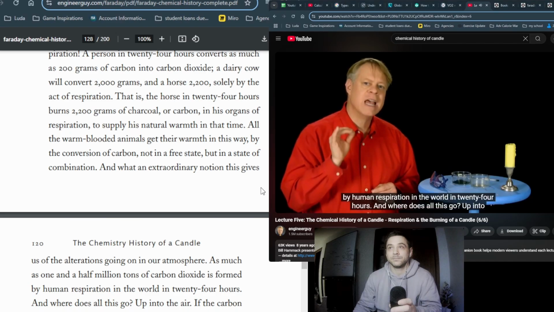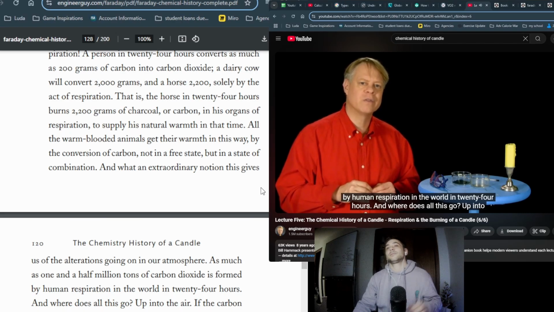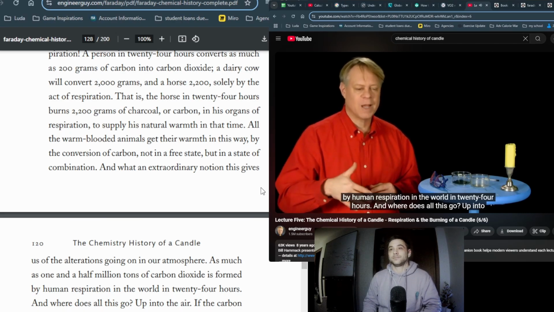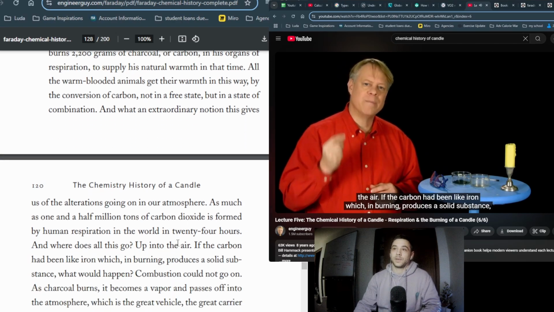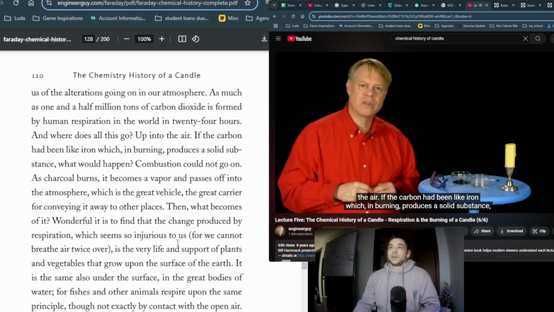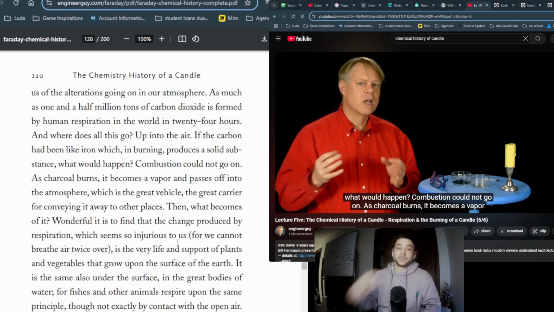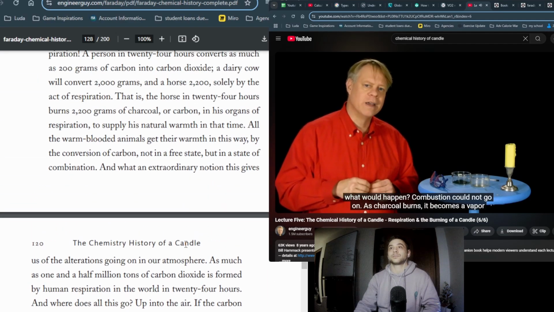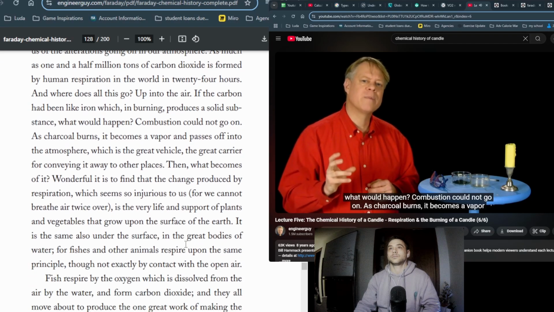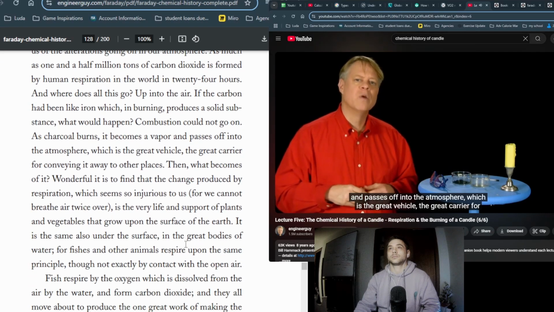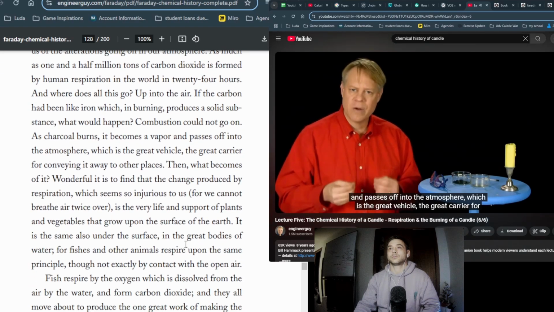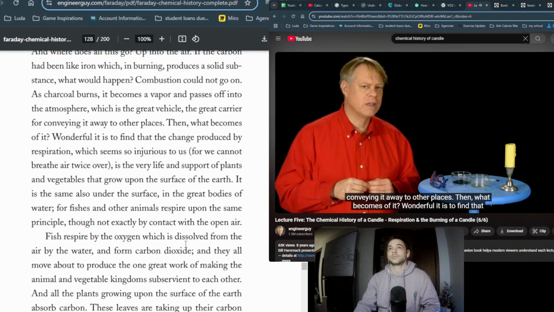Human respiration in the world in 24 hours. And where does all this go? Up into the air. If the carbon had been like iron, which in burning produces a solid substance, what would happen? Combustion could not go on. As charcoal burns, it becomes a vapor and passes off into the atmosphere, which is the great vehicle, the great carrier for conveying it away to other places.